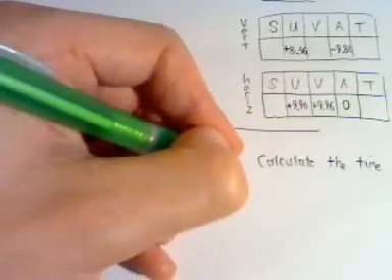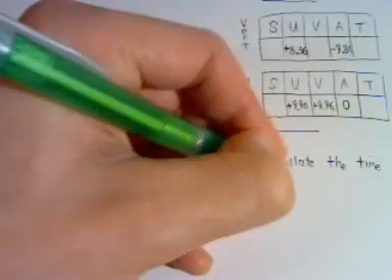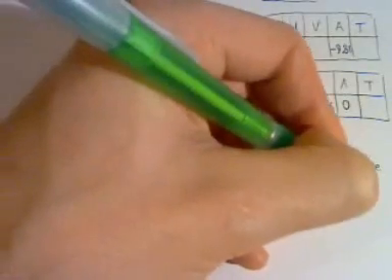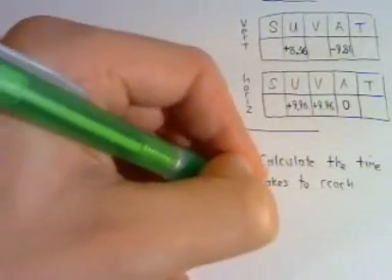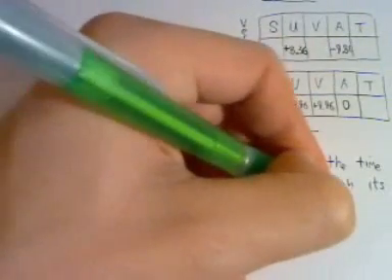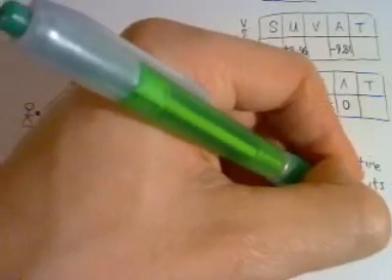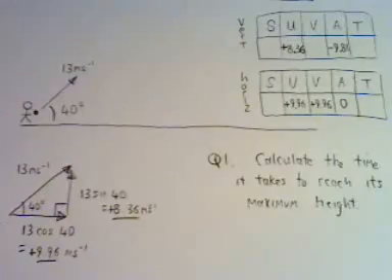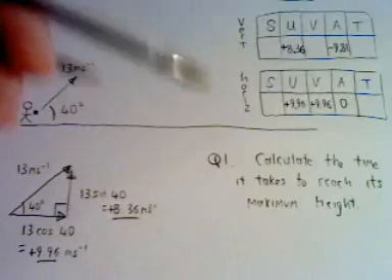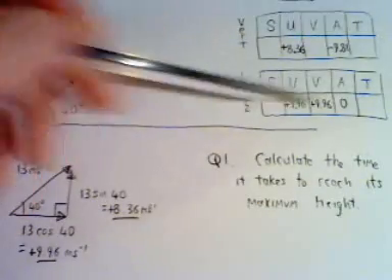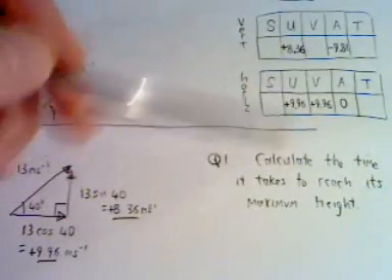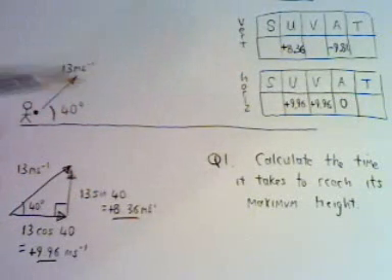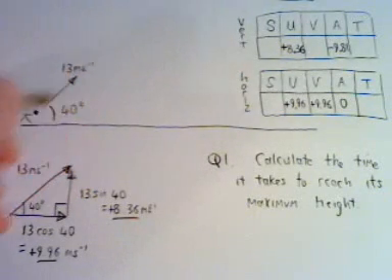Calculate the time it takes to reach its maximum height. So when you get a question, you have to think carefully about what information you can use from the question to add into the grid. So what do we know about the projectile when it's at its maximum height?